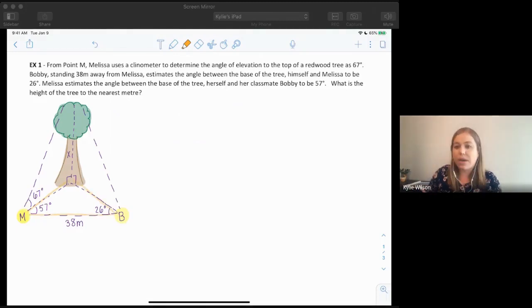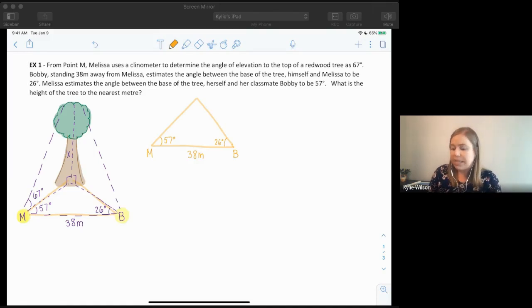The reason why I'm going to do that is so that we can do all the math for each triangle individually. And if I try to do it all in one diagram, it just starts to get really busy really fast. So here's our first triangle. There we go. And we have 26 here, 57 here, 38 meters, and B. Now, what we want to do is figure out what information we can get from this middle triangle.